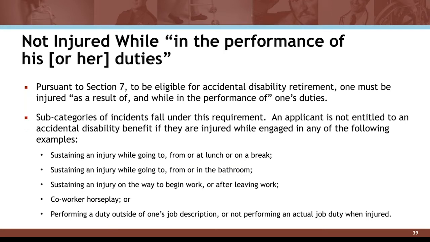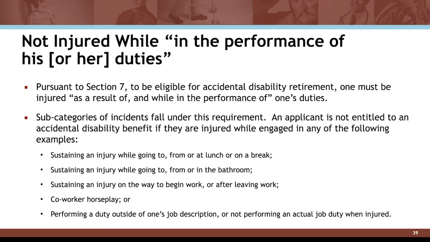One of those is remands that occur because the member was not injured while in the performance of his or her duties, which is required by Section 7. There's a whole subset of categories that fall under this. Those include cases where the member sustained an injury while going to, from, or at lunch or on a break, while going to, coming from, or in a bathroom, while traveling to work or while leaving work. Those are all examples, and I'll get into them a little more.